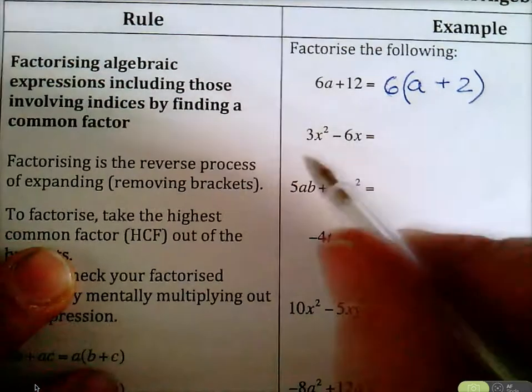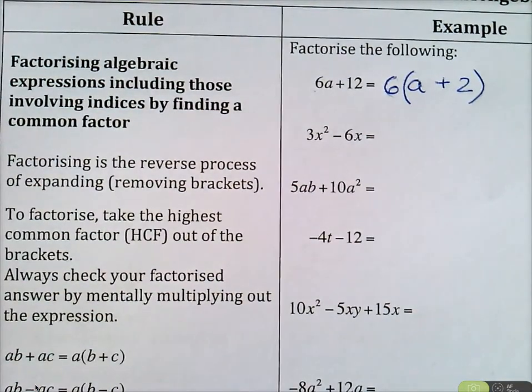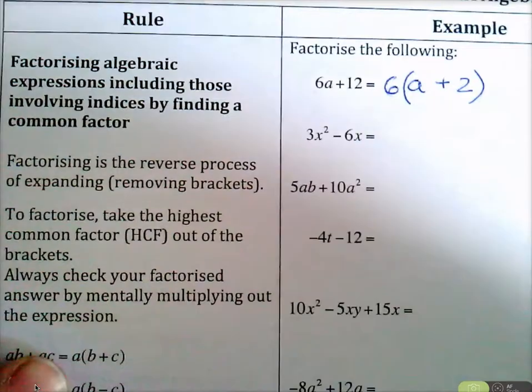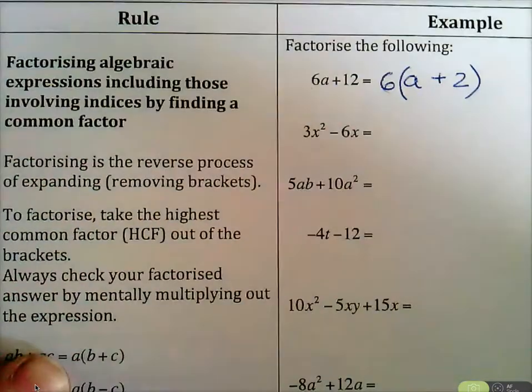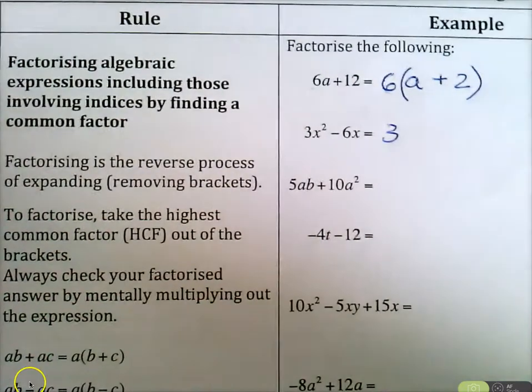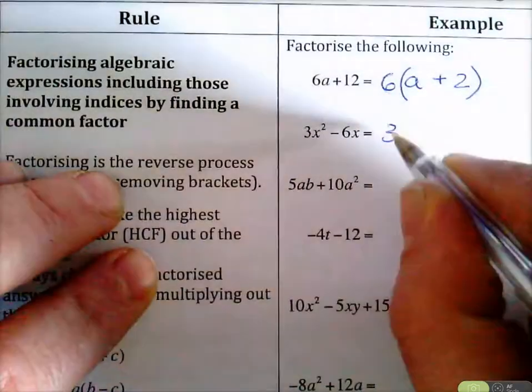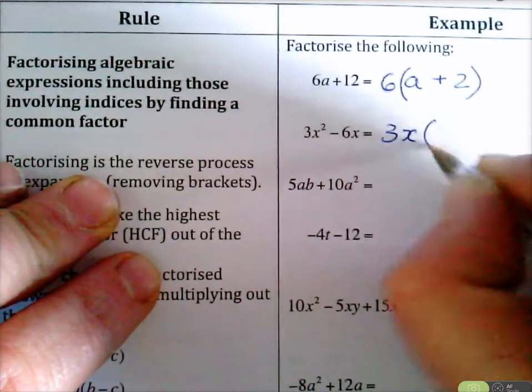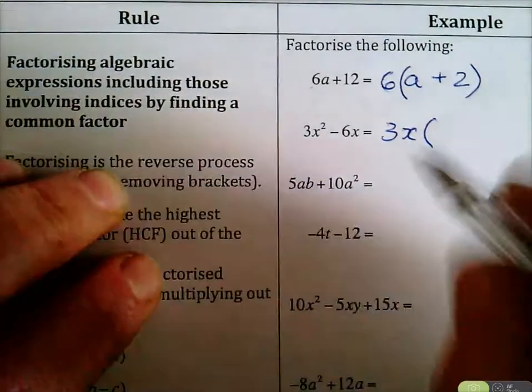Okay, the next one. Girls, you've got to look at the numbers and each type of pronumeral separately to work out what to take out as your highest common factor. Look at the numbers. What's in common? A common factor. And this is x times x. So 3 is in common. This is x times that x, and that's an x. So 3x is the common factor.